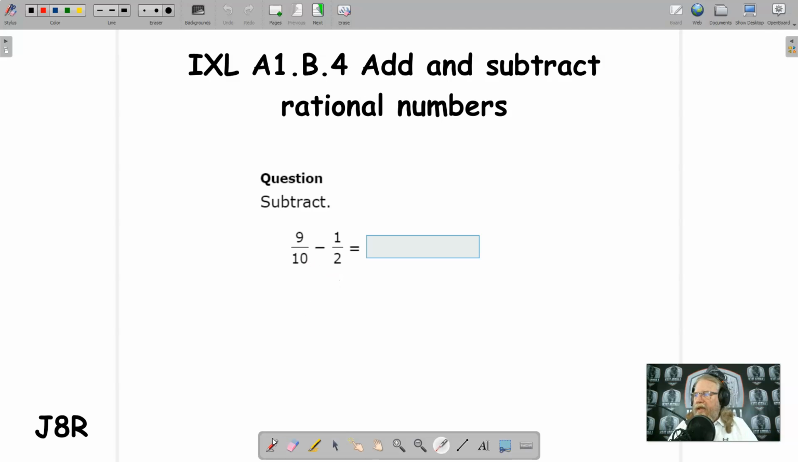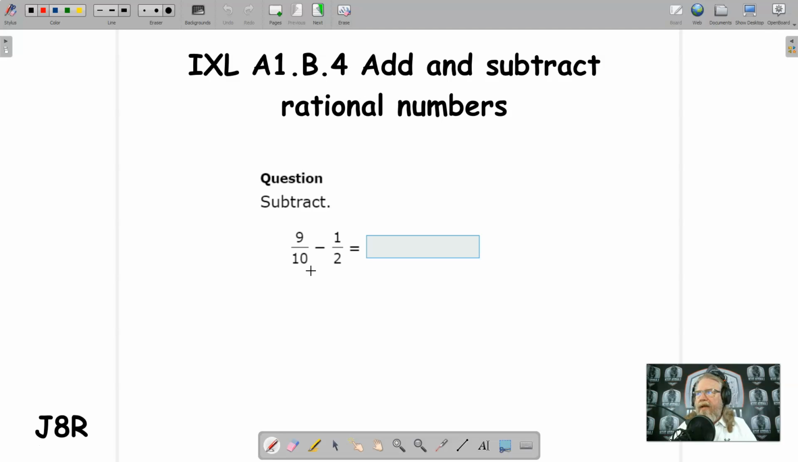So the first one is 9/10 minus 1/2. Right now the denominators are not alike. These are unlike fractions because they have different denominators. That is the number at the bottom. So probably the best way to do this particular problem would be to find a like denominator between 10 and 2. So we're looking for the least common multiple.